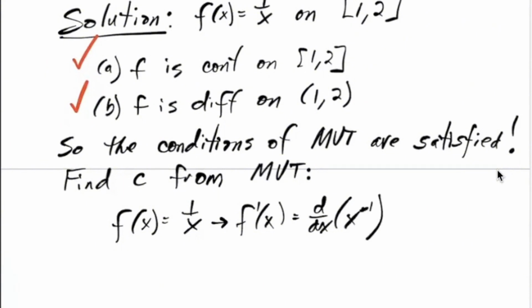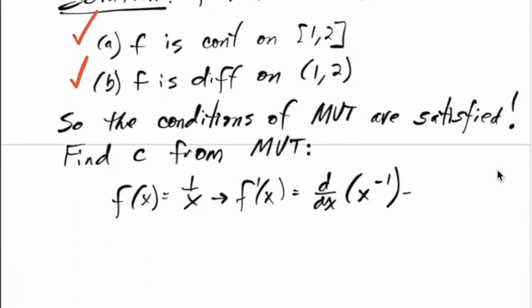All right, let me write that a little bit nicer. So I'm doing d/dx of x to the negative 1 power, and by the power rule, that's going to be negative 1 x to the negative 2, which is negative 1 over x squared. Okay, so there's my derivative.